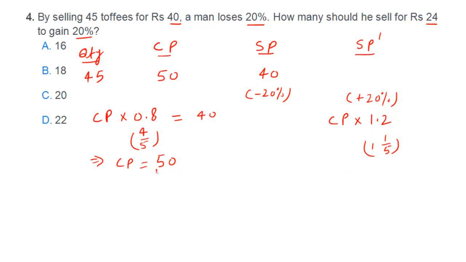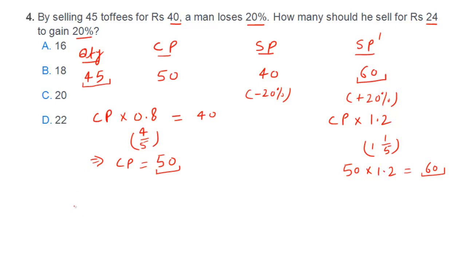CP we already know is 50. So 50 multiplied by 1.2 will give me 60. So that means with 20% gain the selling price should be 60. This should be the selling price for 45 toffees, that you have to remember. Now you got the selling price of 45 toffees and you just need to know how many he should sell for rupees 24, right?